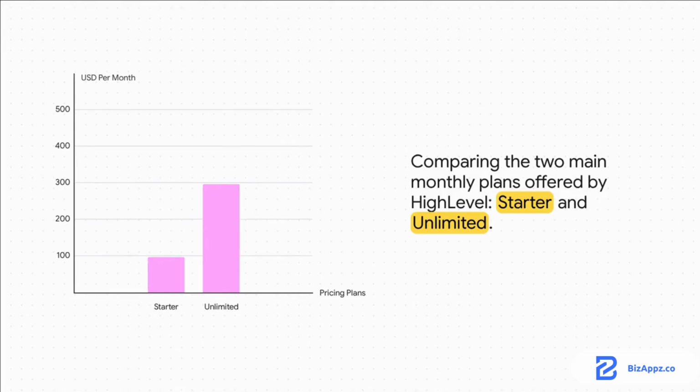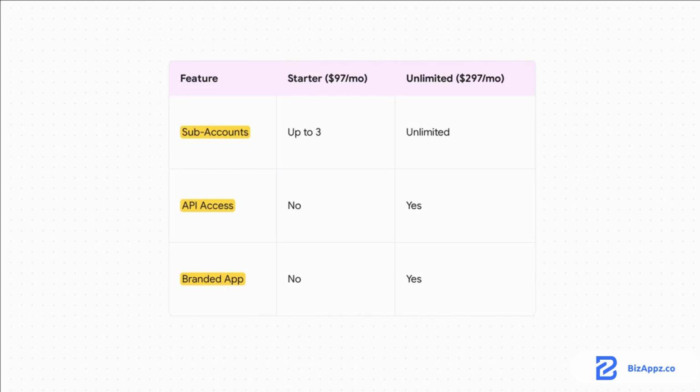Now for the pricing. They really offer two main monthly plans that you can choose from, the Starter and the Unlimited. The difference between the plans is really clear. That starter plan at $97 a month, that's really for a single business. But the unlimited plan at $297, that's where that whole agency model unlocks. This is the tier that gives you the unlimited sub-accounts and lets you create your own branded app, turning the software into a product you can actually go out and sell.